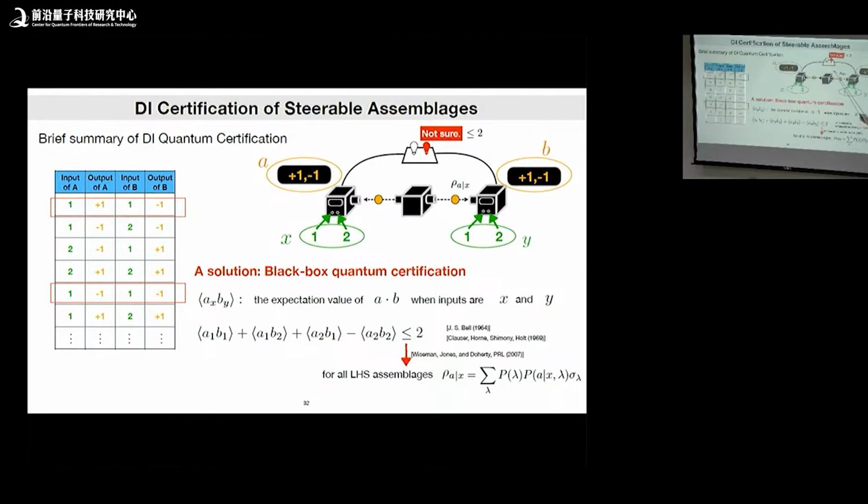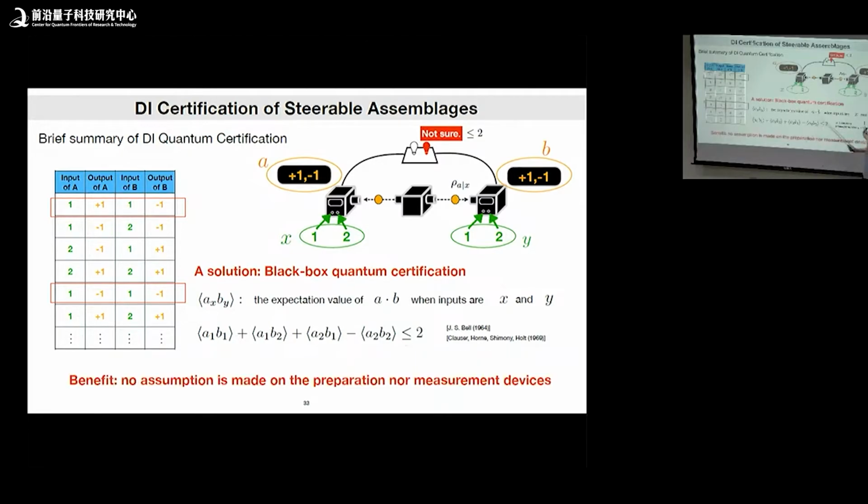As you can see, this is also a yes/no question. Sometimes we also call this black box quantum certification. This inequality is also a device-independent steering witness. The benefit of this witness is that no assumption is made on the preparation or the measurement devices. So this means that we don't have to assume what observable we are measuring, or make assumptions about what state is being prepared.